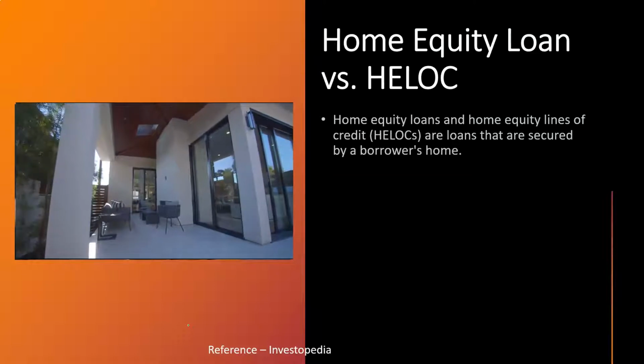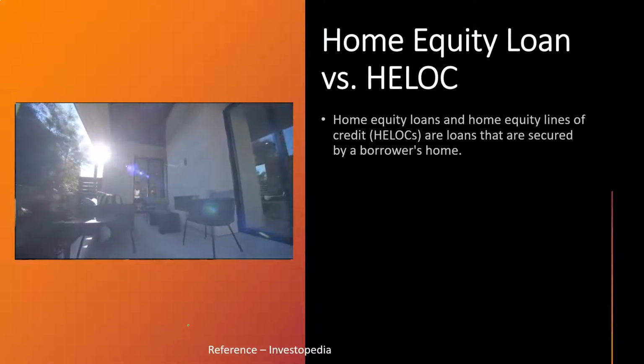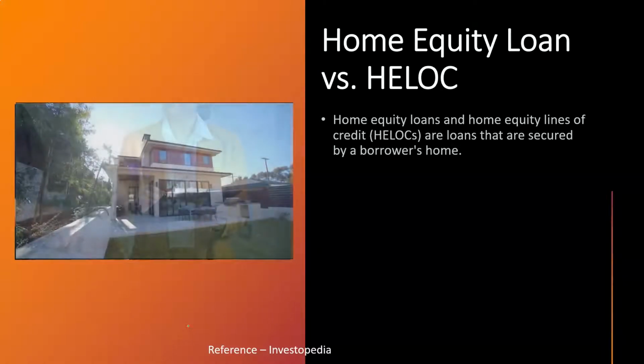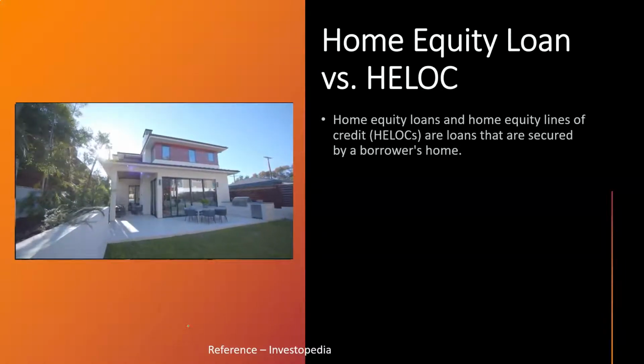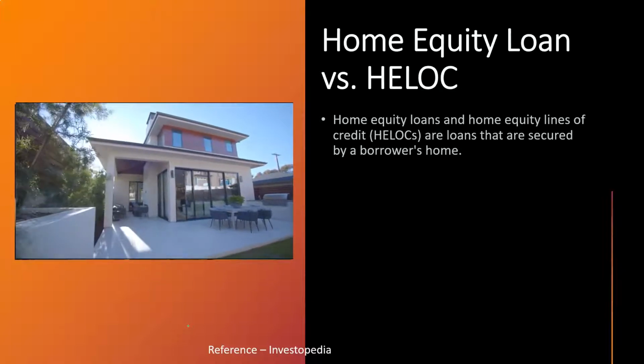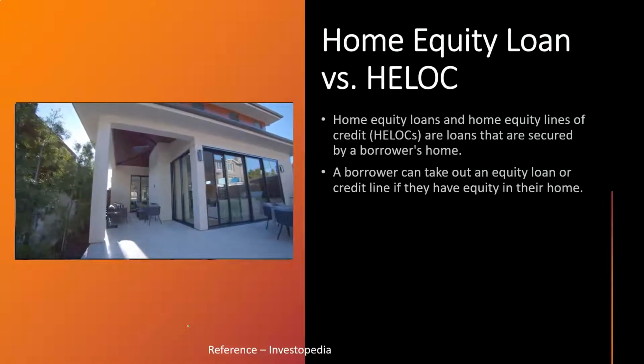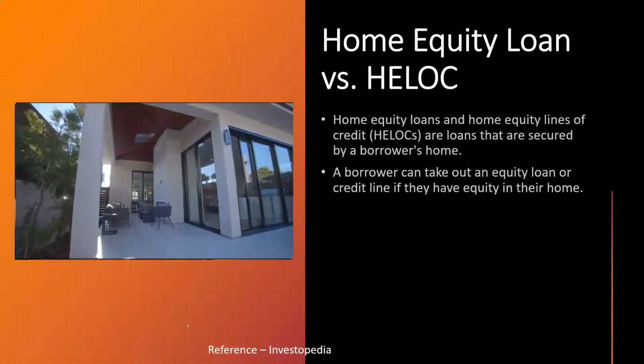Home equity loans and home equity lines of credit, or HELOCs, H-E-L-O-C, are loans that are secured by a borrower's home. So like with other loans that we've taken a look at, if it's a home type of loan, typically secured by the home, therefore, if there is a default, the lender typically has recourse to the home.